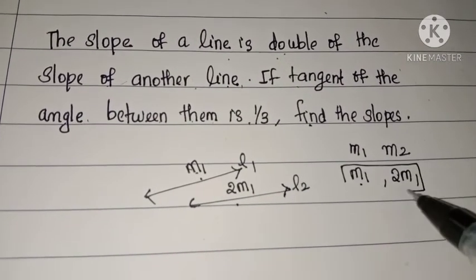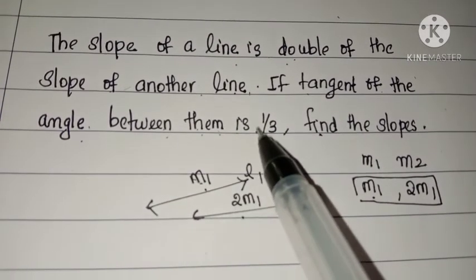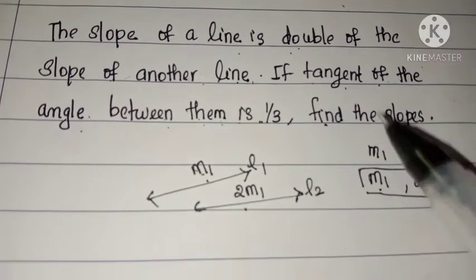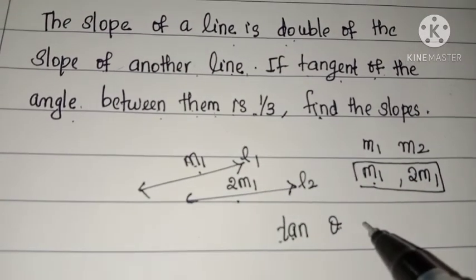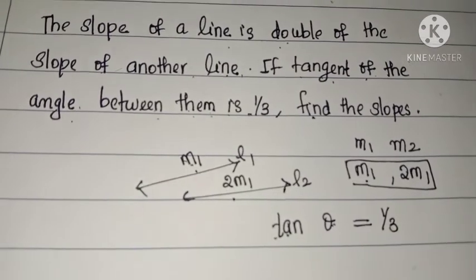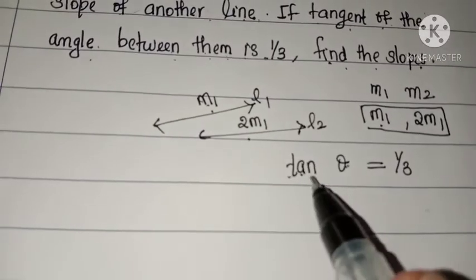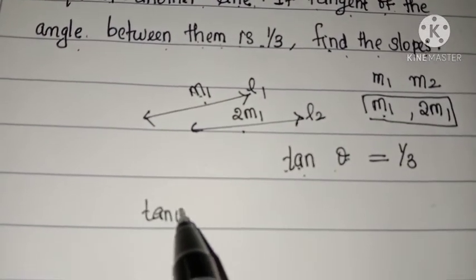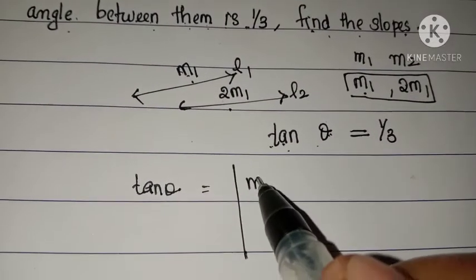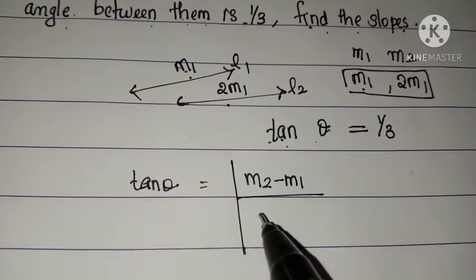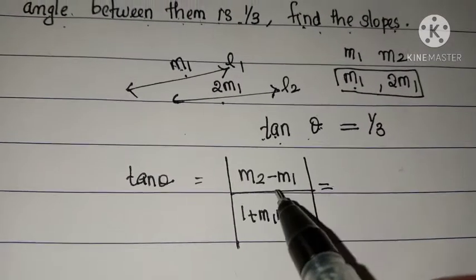Now given the tangent of the angle between them is 1 by 3. If the angle is theta, then the tangent of the angle is tan theta. Tan theta is 1 by 3. Tan theta is given. Find the slopes. Okay, so write the formula: tan theta is obtained as modulus of m2 minus m1 divided by 1 plus m1 m2. This is the formula. Now, put these slopes.